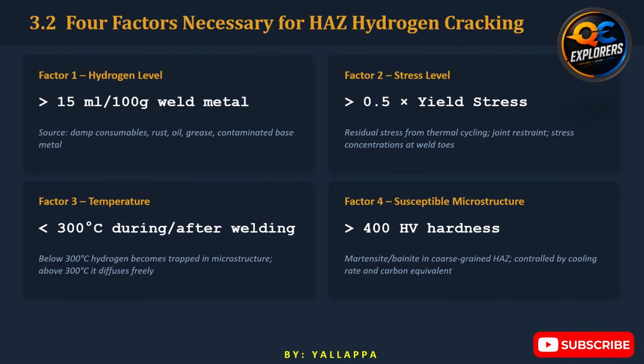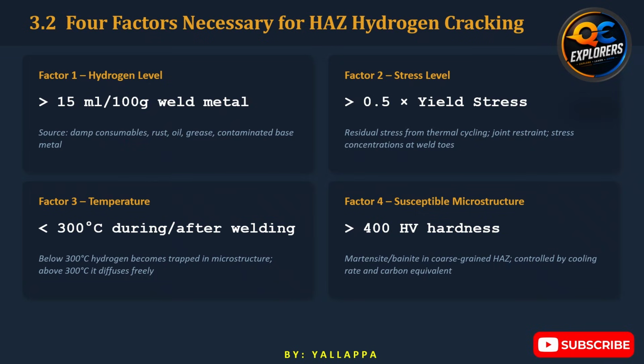This is one of the most important examination concepts in this section. The presentation identifies four factors required for heat-affected zone hydrogen cracking. The first is hydrogen. The second is stress. The third is temperature. And the fourth is a susceptible microstructure.